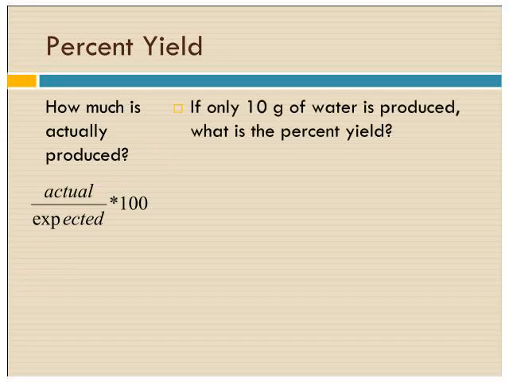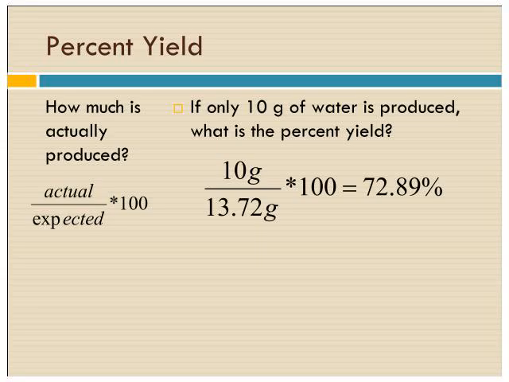If you've got 10 grams of water produced, what is the percent yield? So that's going back to the previous problem. If we actually end up with 10 grams instead of what we calculated. Alright, so we only produced 10 grams of water, but from the previous question we should have produced 13.72 grams. So I'm going to divide the actual by the expected, multiply times 100 to make it a percentage, and I'm getting about 72.89% of what I should have been getting.